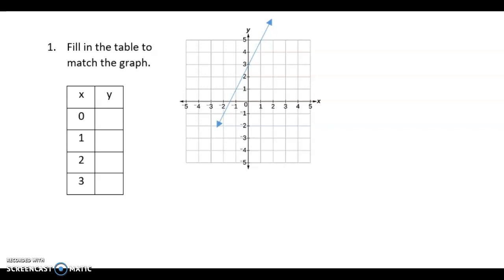All right, so hopefully the practice went well for you guys. I'm just going to go through the problems now. The first problem had you fill in a table to match this graph. So you're just looking for these x values and plugging in what the y value was.